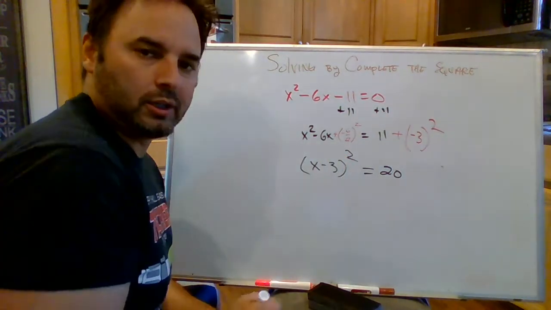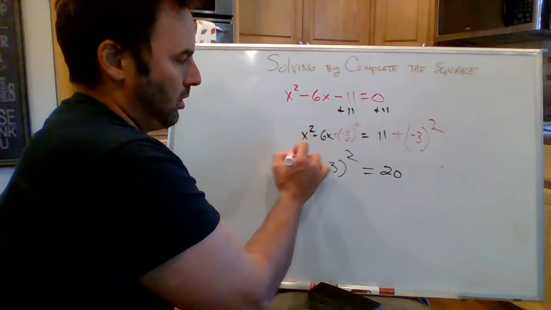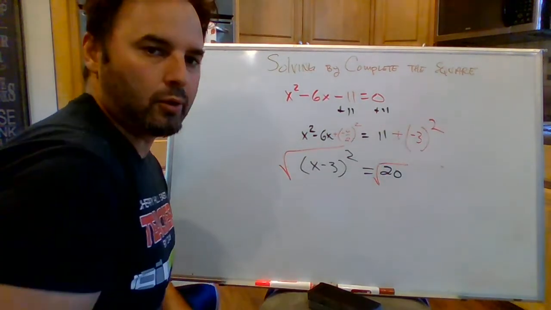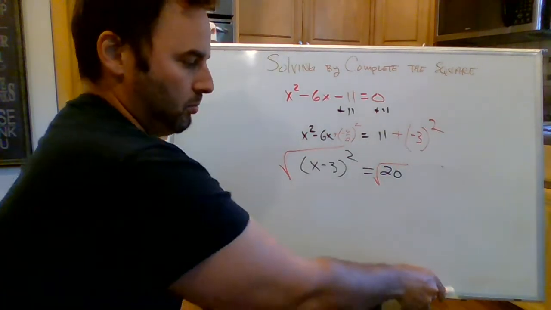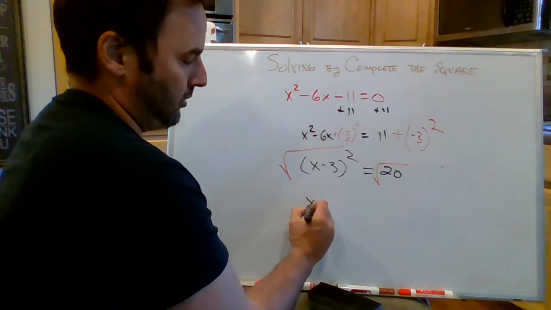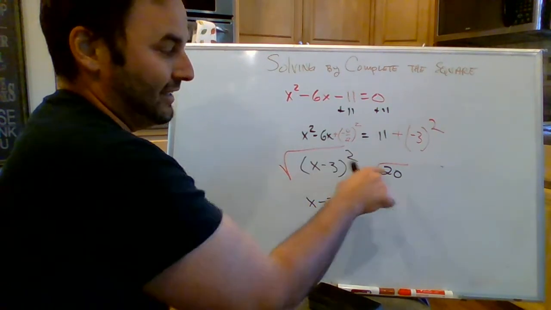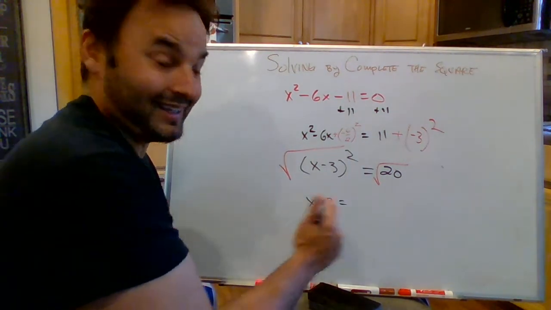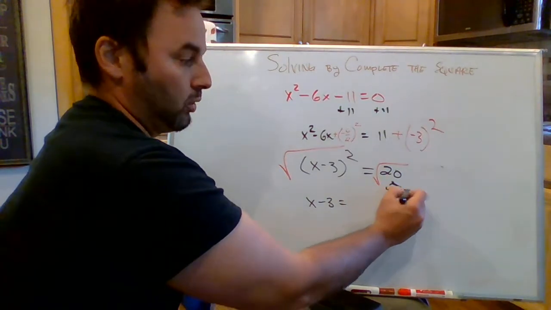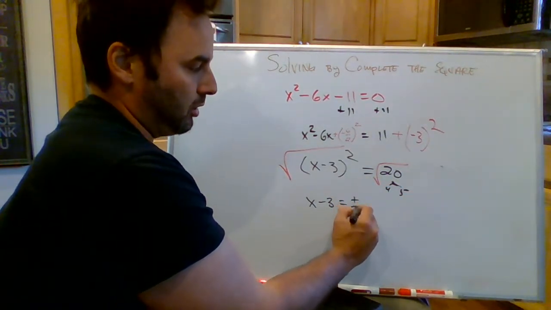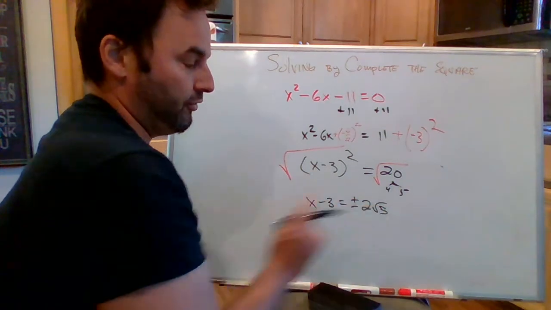What's the opposite of squaring something? Since we're squaring this whole term, we're going to square root both sides. We're going to square root both sides. So if x minus 3 is equal to the square root of 20. If we break that down, 4 times 5, it's plus or minus 2 radical 5.